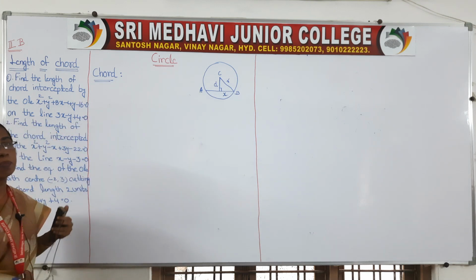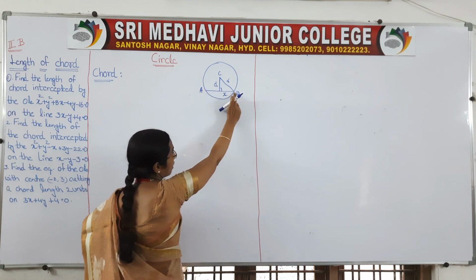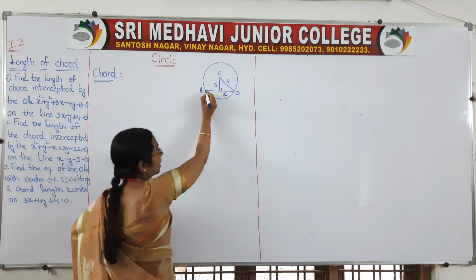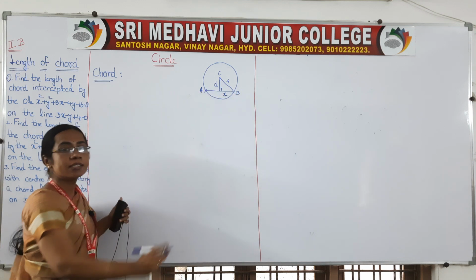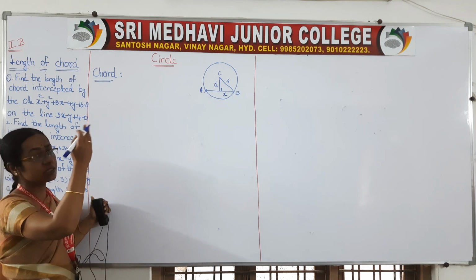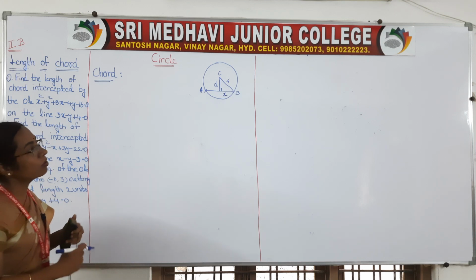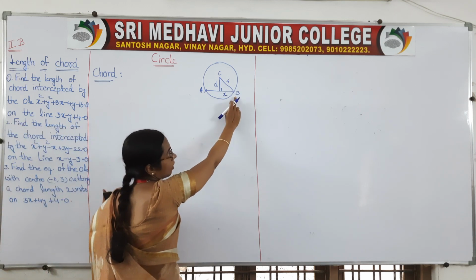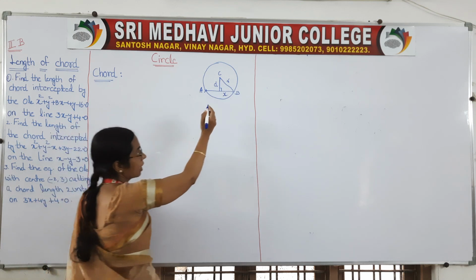Okay, now come to the meaning of chord. So what is meant by chord? Very simple, line joining 2 points of the circle. If any line joins 2 points of the circle, that is called the chord of the circle. If chord passes through the center, then it is called diameter. So we have to find the length of the chord AB. So how we will find length of the chord AB?